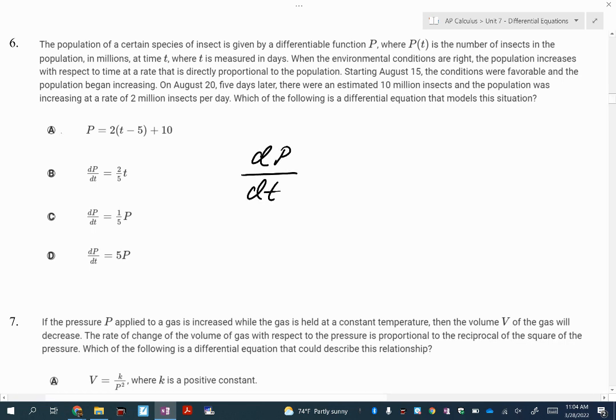dP over dt, so it's not A. And we need some rate, and it's directly proportional to the population. So now I'm looking at it being either C or D. And we're looking at August 15th, the conditions were favorable and the population started increasing. Then 5 days later, there was an estimated 10 million insects, and the population was increasing at a rate of 2 million insects per day.